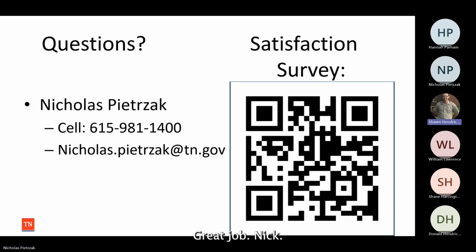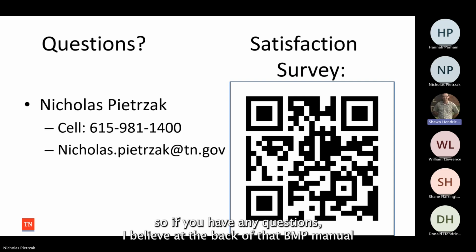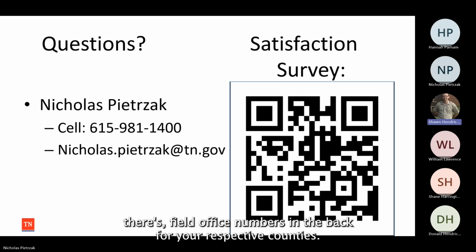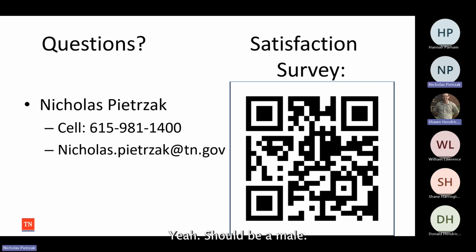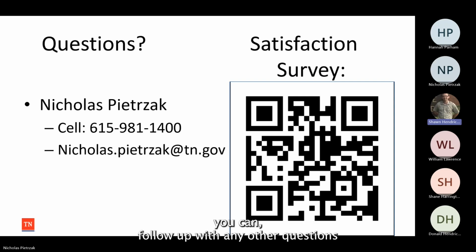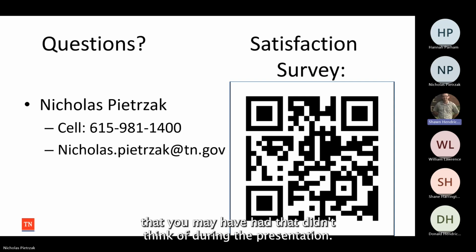Awesome. Great job, Nick, presenting that. A lot of information to absorb there, folks. So if you have any questions, I believe at the back of that BMP manual that you get a hard copy of, or the electronic copy in the chat, there are field office numbers in the back for your respective counties. Yeah, there should be a map. Yeah, and a map to show where your area is, that you can follow up with any other questions that you may not have thought of during the presentation.